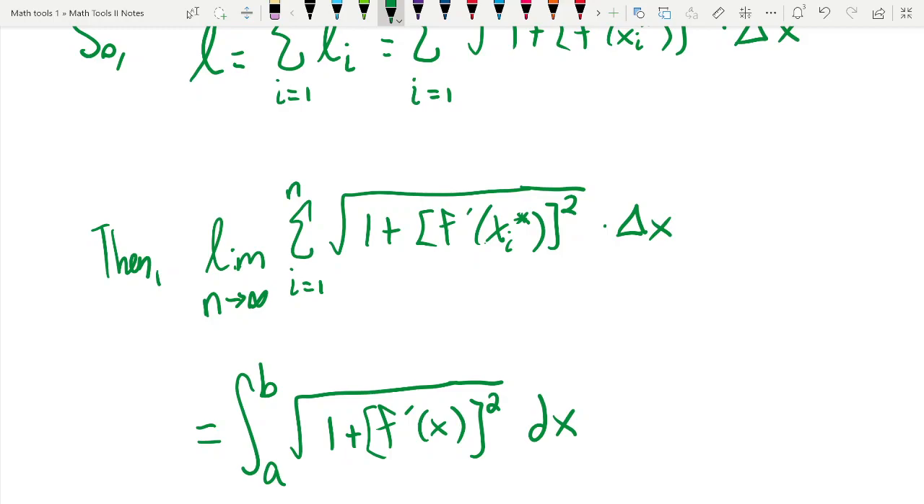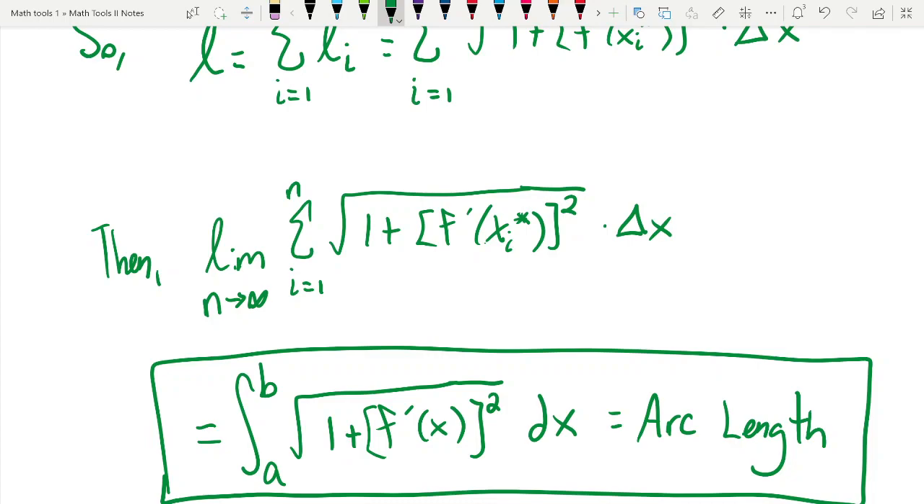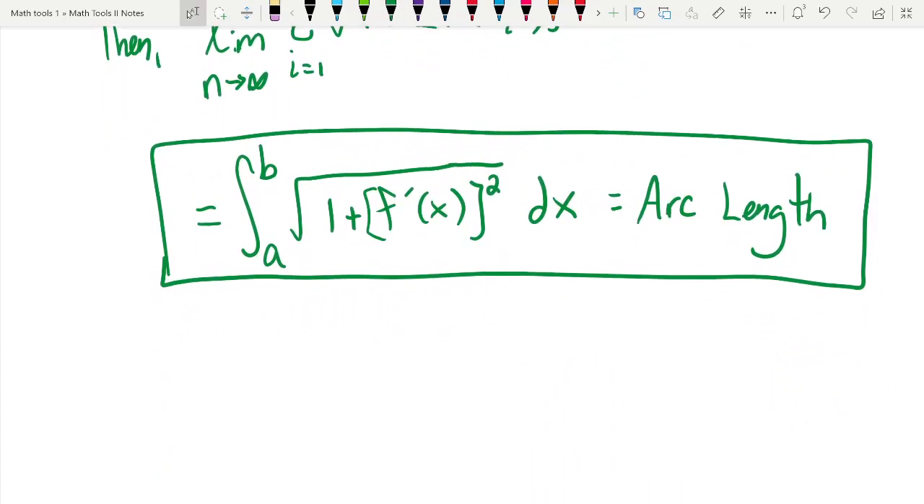The sum turns into an integral. The derivative, we no longer need a specific value there. We can just do the f prime of x, and the delta x becomes infinitesimally small into that dx quantity. Okay, so then we have a general formula for the arc length. So now we can use integrals to not only find area, not only volume, but also length. Okay. So let's go ahead and see this in action.